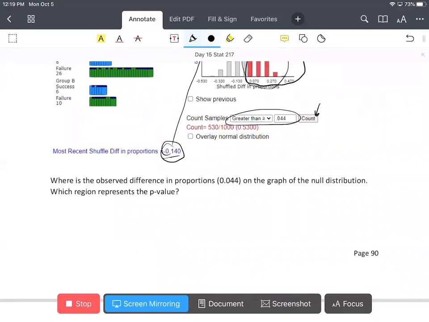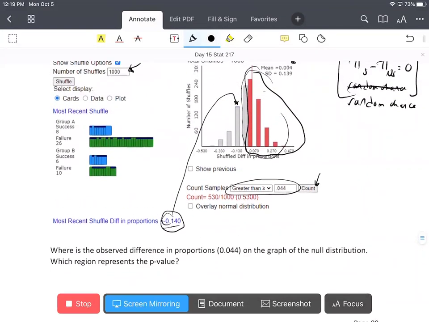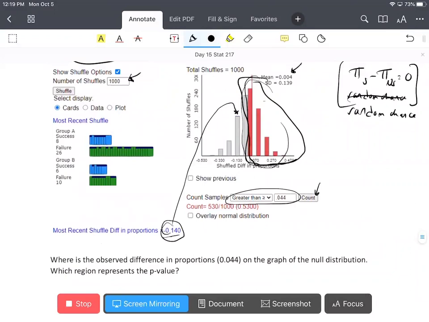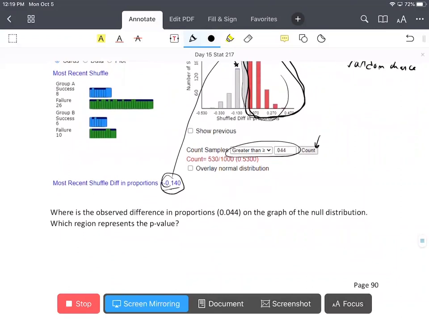Where is the observed difference in proportions on the graph of the null distribution, and which region represents the p-value? And that's already circled, and we can see it there. So that's this up here.